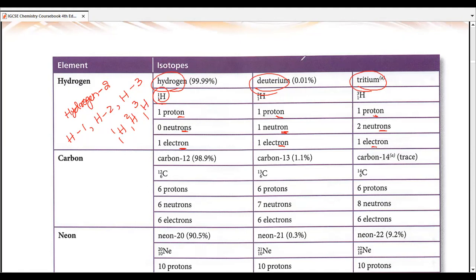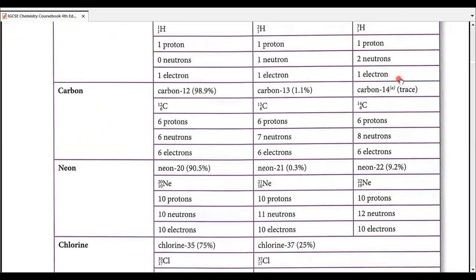Let's take a few more examples. Carbon has three isotopes, 12, 13, and 14. Of course, from here we know from the A minus Z formula that the first one has 6, the second one has 7, and the third one has 8 neutrons, respectively.